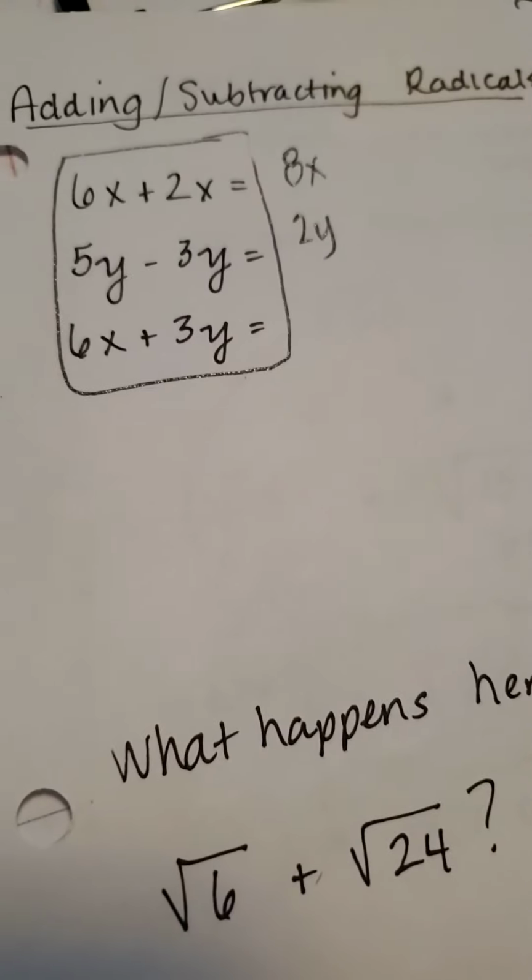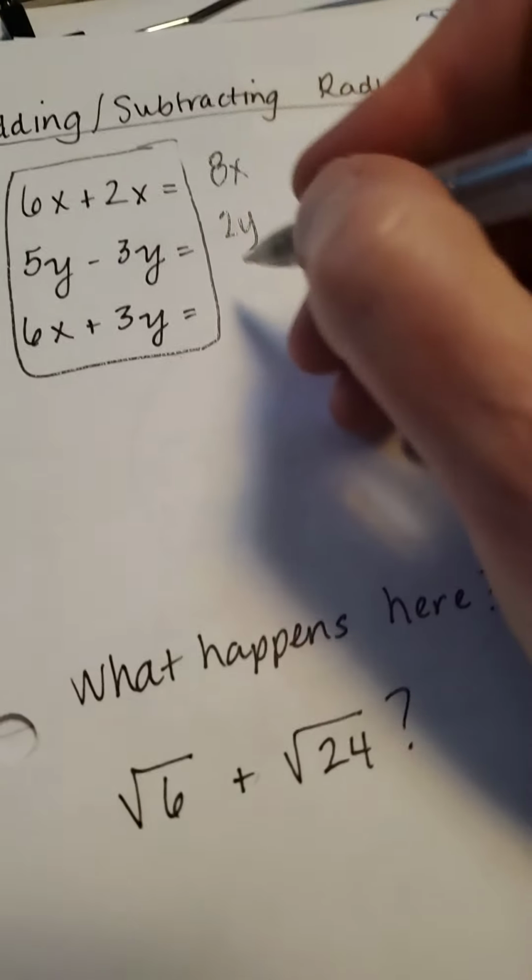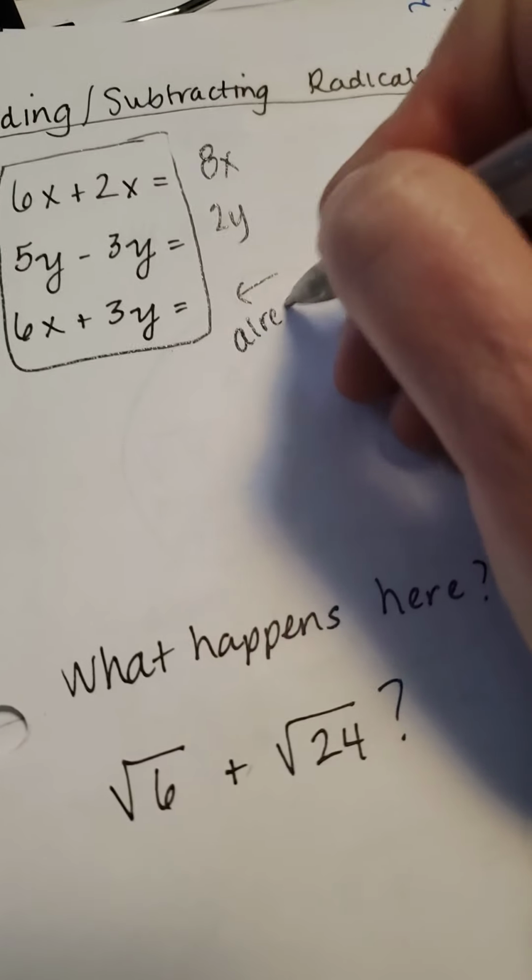Think about that. Can you add 6x plus 3y? No, you can't add those. So you cannot do anything with this. This is already simplified.